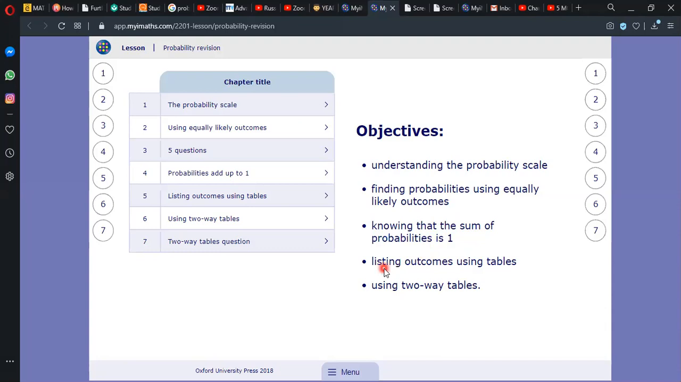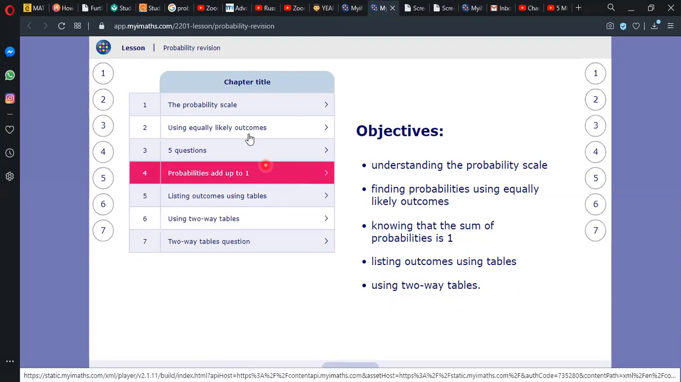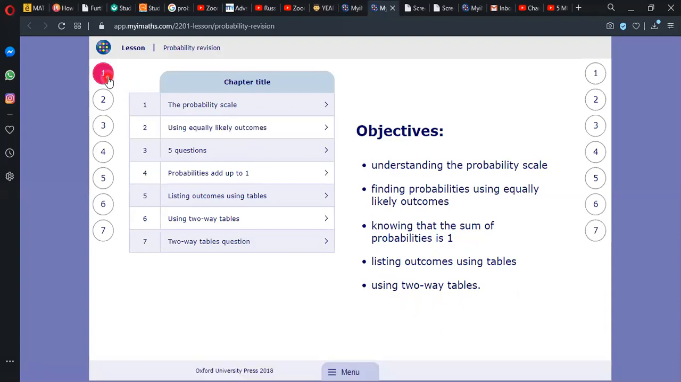Now, students must also be able to list outcomes using tables. We've treated that in listing outcomes. And then the use of two-way tables is necessary. We've also treated that. So let's look at them all over again and revise them. Let's get right to it.